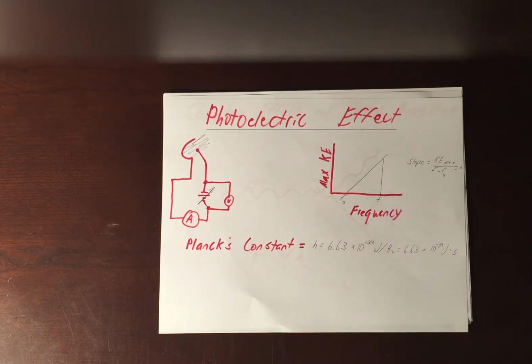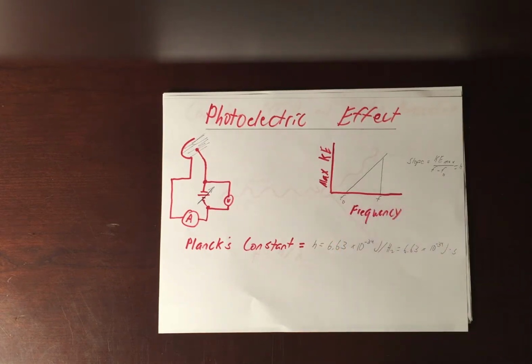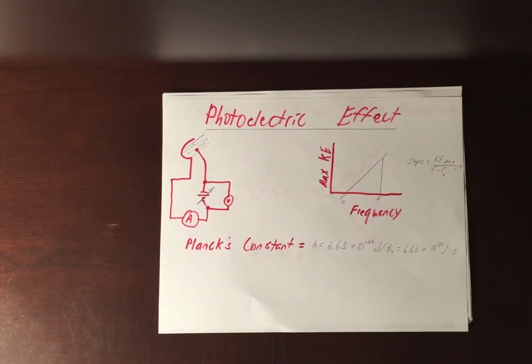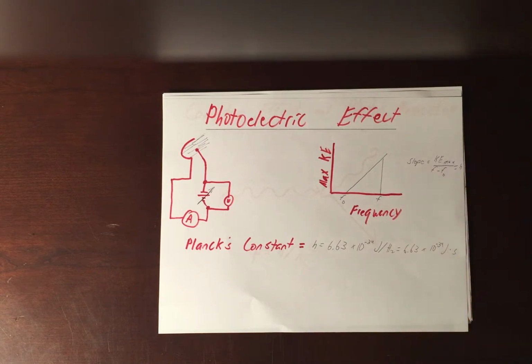In this graph right here, you can see that at f of 0, this is going to be your threshold frequency, and this is going to be the minimum frequency required to emit electrons. The slope of this graph is also known as Planck's constant, and you can see the slope and how to find it right here. It is KE max over f final minus f initial.